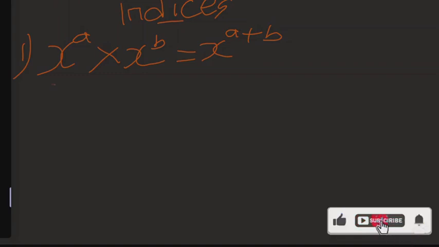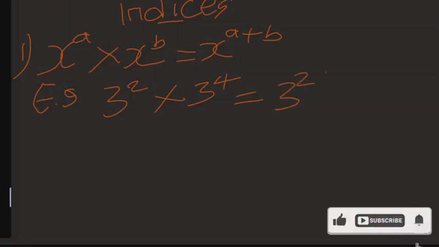For example, say we have 3 raised to the power of 2 times 3 raised to the power of 4. This is equal to, based on the law, we just pick one of the bases, which is 3, and then we add the powers, 2 plus 4, and that gives us 3 raised to the power of 6. So this is basically what we're doing over here.